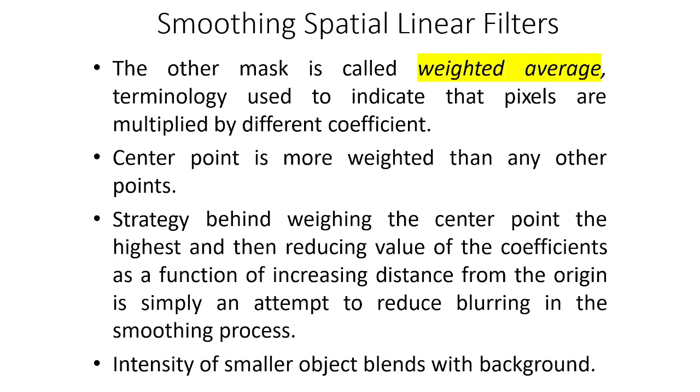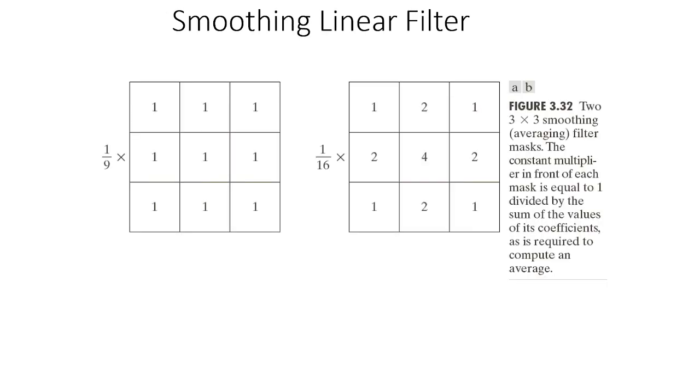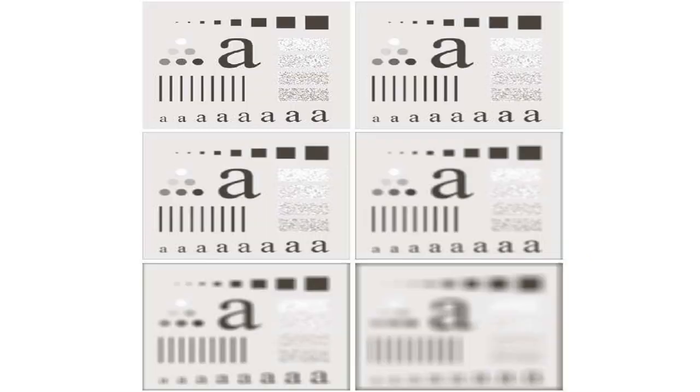So why are we using this filter? It will reduce some blurring in the smoothening process. The intensity of the smaller objects blends with the background, so it looks the same as the background. So this is the smoothening linear filter. This second one represents the weighted filter. Since the center value has more weight than the rest of its neighbors, it is called a weighted average filter.